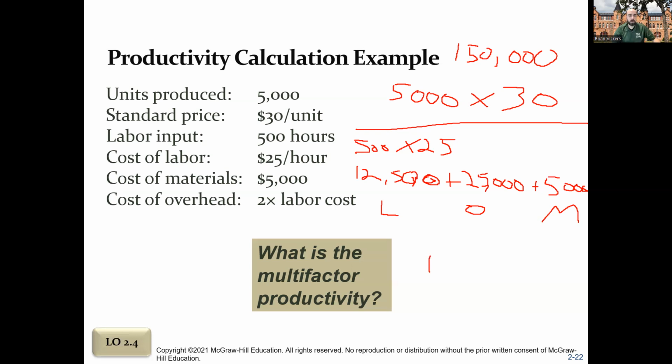So we've got 150,000 worth of output, and we divide that by 42,500 worth of input. That's going to come out to 3.5 something, right? I don't want to pull up a calculator, but 3.5 something. I think it's actually on the next slide. So that's the multi-factor productivity, and I think it's going to actually tell us here.